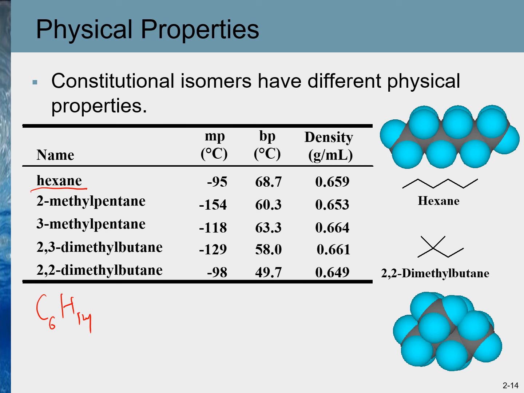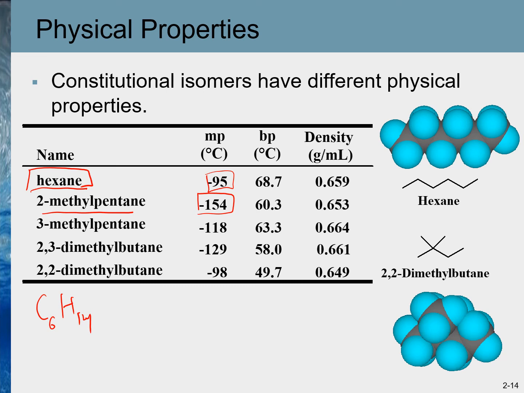The first key generalization is that the boiling point of each of the branched isomers is lower than that of linear hexane. For example, 2-methylpentane is negative 154 and hexane is negative 95. Also, another thing to be noted here is that the boiling point of each of the branched chain isomers is lower if there is more branching.